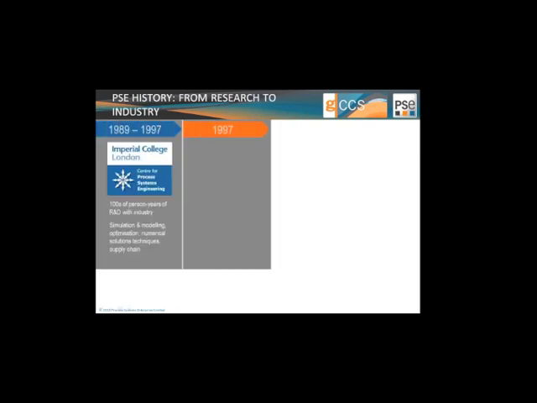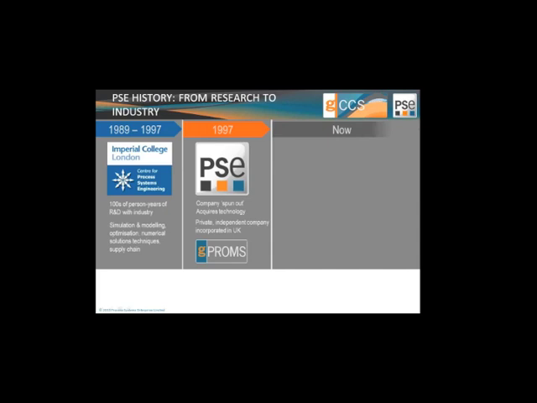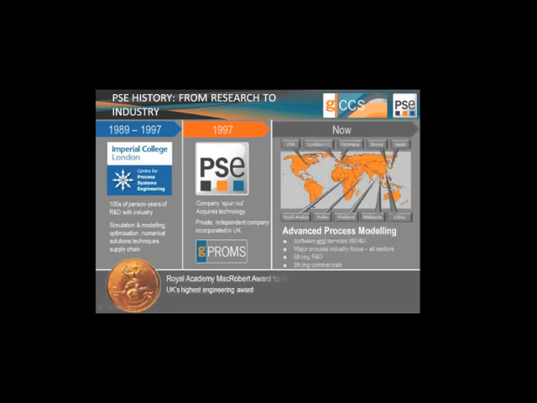Process Systems Enterprise is a spin-off from Imperial College in London. In 1997, PSE acquired the rights for the advanced process modeling platform gPROMS and established itself as a private independent company. 16 years down the line, we have experienced substantial growth and achieved a global presence with offices in the US, London, where our headquarters are based, Germany, South Korea, and Japan. We're also represented by agents in various countries in the Middle East and Asia.